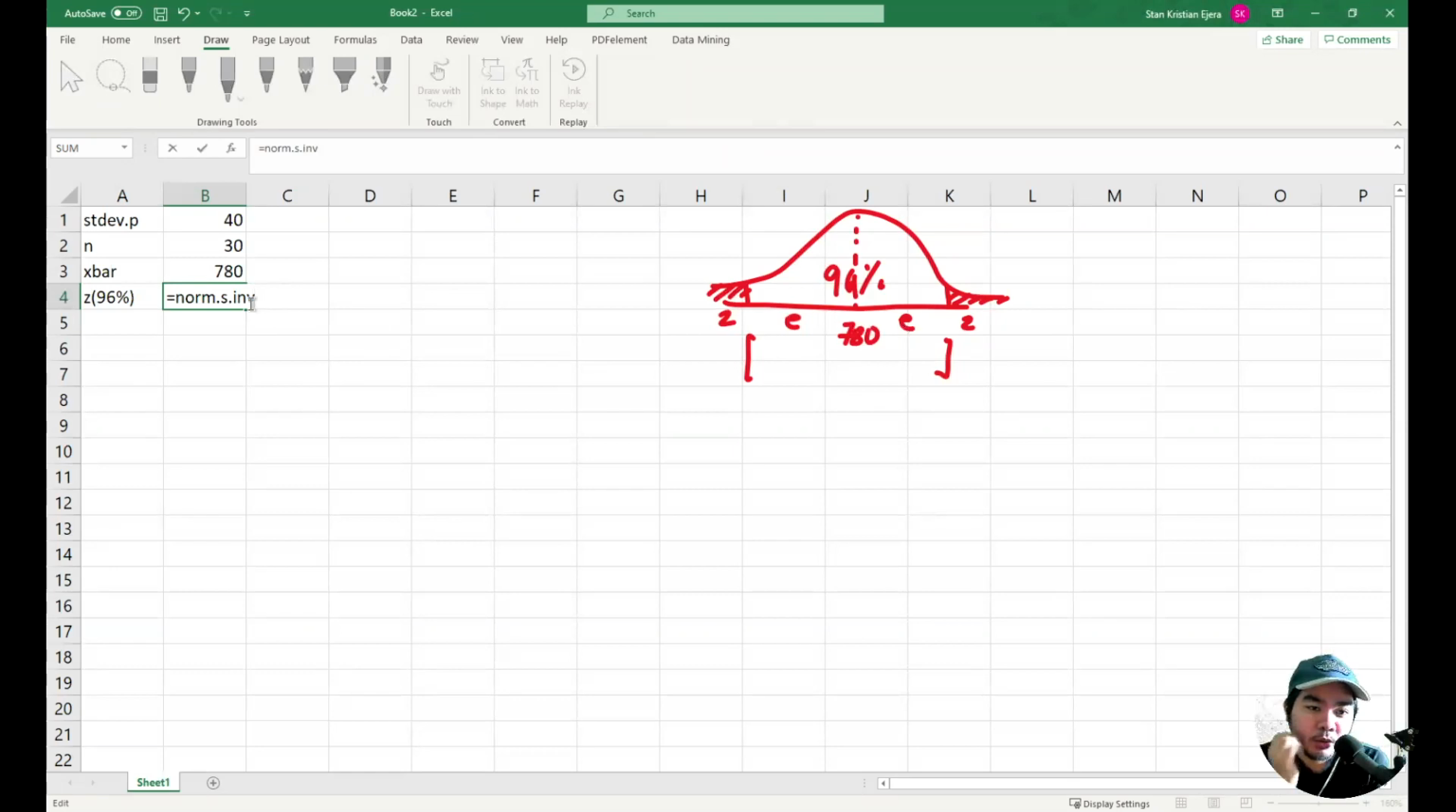Okay? So we do norm.s.inv, and the probability we are looking for is 0.98. Why 98? Because the way Excel works, this is what we are looking for. We are looking for a z value here.